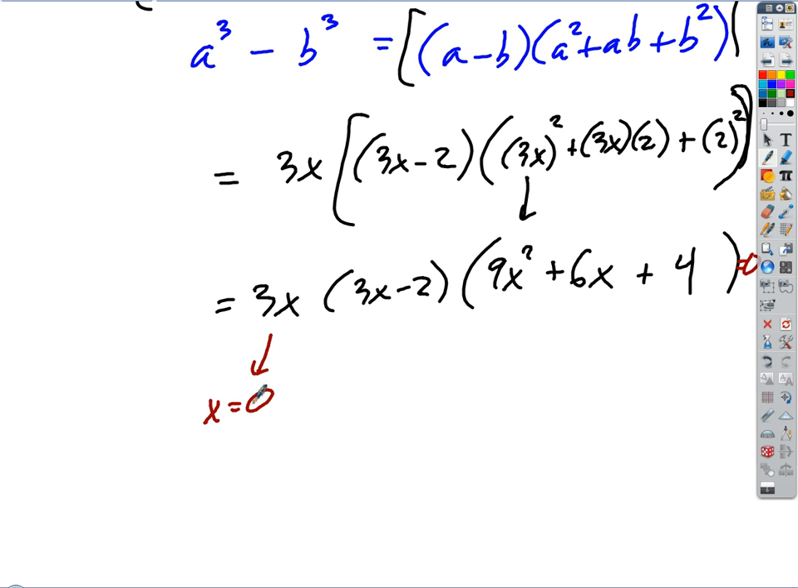Now, you're going to notice, if you haven't already, that anytime you factor out a monomial with an x in it, so a greatest common factor that's got an x in it, that always leads to a solution of 0, doesn't it? Okay. What about this one? x equals 2/3. What about this one here? Does this give us any real solutions?